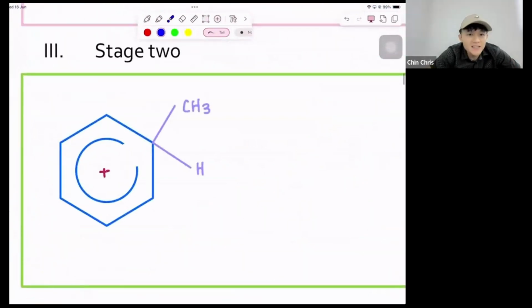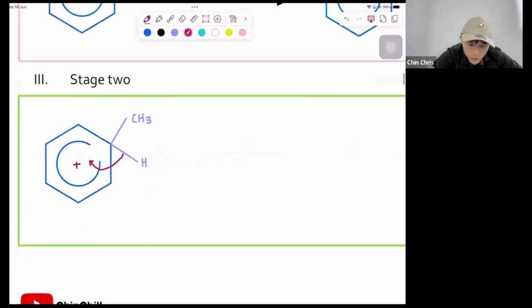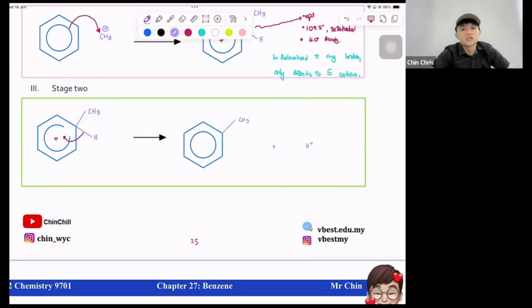This mechanism is very important. All right, guys, in the second step, the hydrogen will break and go back to the ring. Remember, the hydrogen breaks, goes back into the ring, and what it turns into is methylbenzene right now. And you have H plus produced. Done.